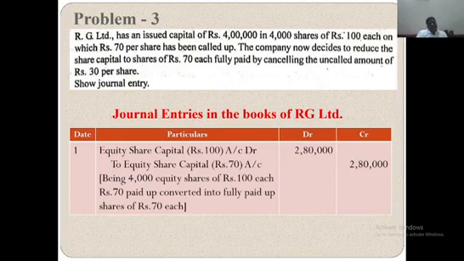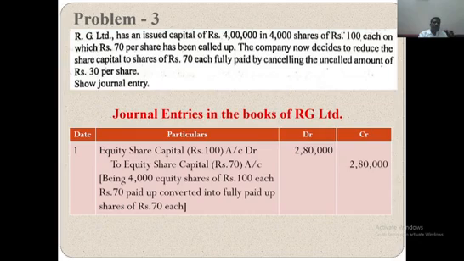Journal entry: equity share capital account debit, rupees 100 each, to equity share capital, rupees 70 each. Being 4,000 equity shares of rupees 100 each, 70 paid up, converted into fully paid up shares of 70 each.